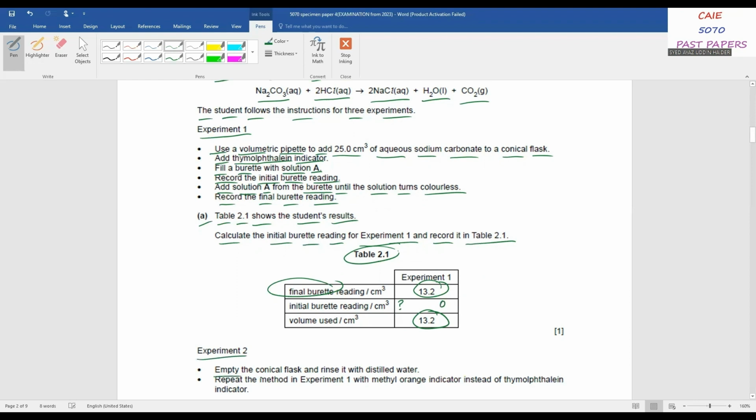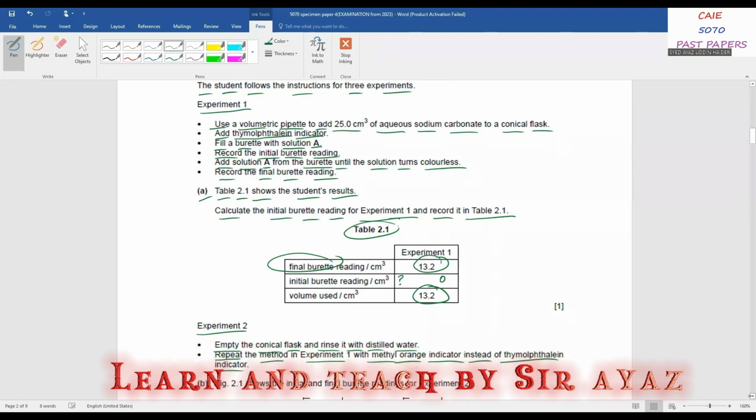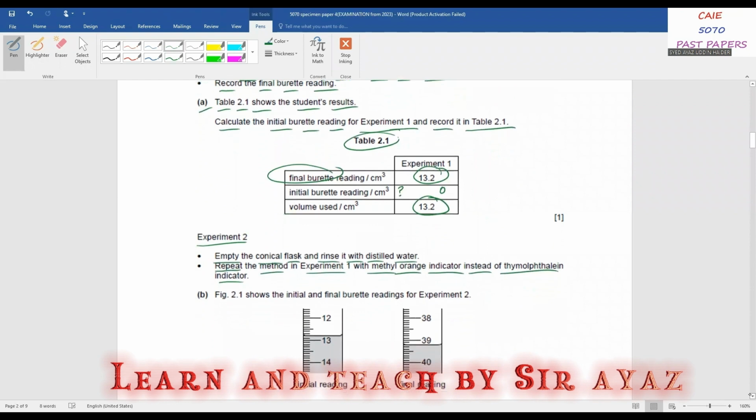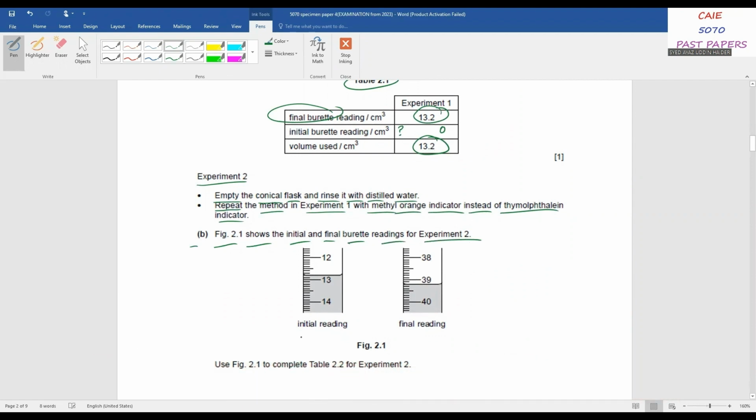Experiment 2. Empty the conical flask and rinse it with distilled water. Repeat the method in experiment 1 with methyl orange indicator instead of thymolphthalein indicator. Table 2.1 shows the initial and final burette readings for experiment 2. Initial reading for experiment 2 will be 12. Here's 12. 1, 2, 3, 4, 5, 6, 7, 8. So you write 12.8.